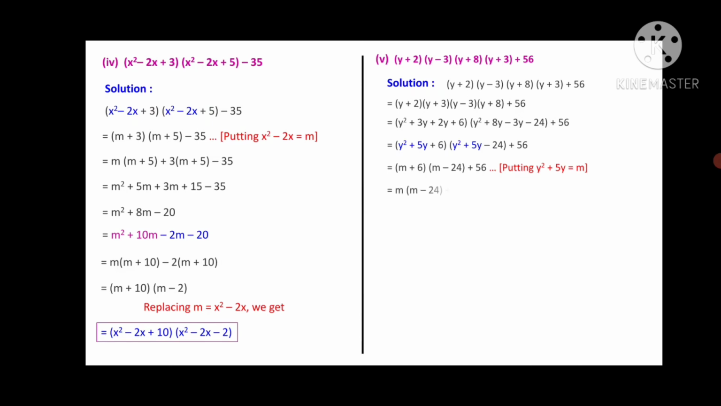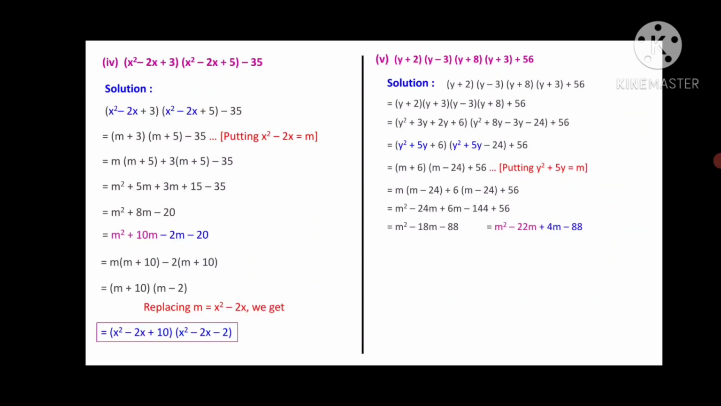Now we'll do the product: m into bracket m minus 24 plus 6 into m minus 24 plus 56. So the product will be m square minus 24m plus 6m minus 144 plus 56. So m square minus 18m minus 88. Here the product should be 88 and the sum is minus 18. So 22 and 4.